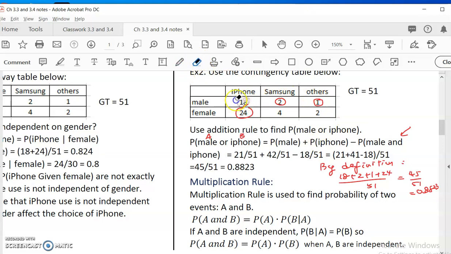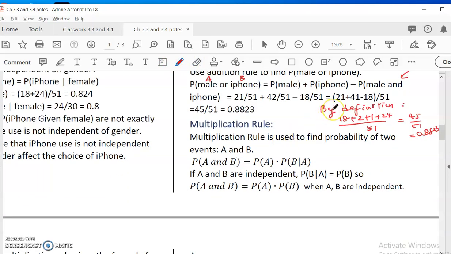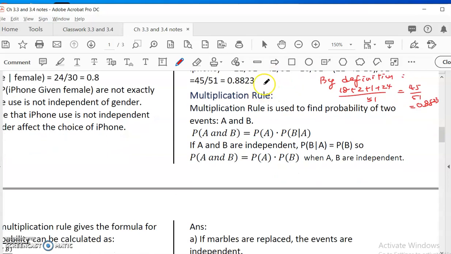Okay, so you erase this. The only bad thing about using the sample space method is you keep on erasing them. The second formula that is useful for us is the multiplication rule. Now in the classwork, I don't require you to do this. So just doing the definition is good enough. I don't want you to do it again and again.